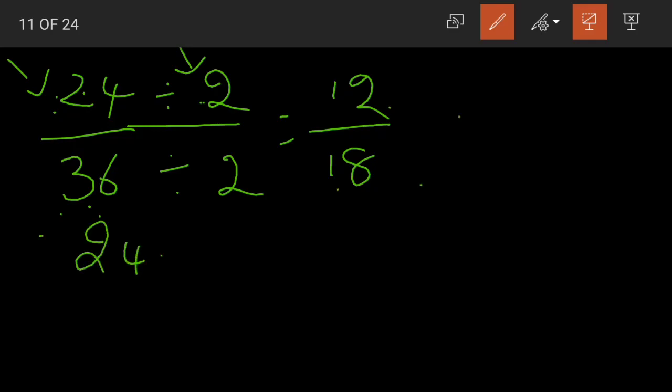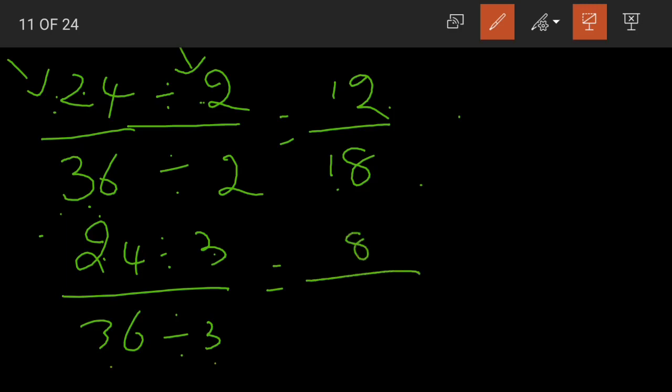Now again let us try it with 3 as well. Yes, 24 divided by 3 becomes 8, because 3 8s are 24, and 36 divided by 3 becomes 12 because 3 12s are 36. Yes students, 3 12s are 36.